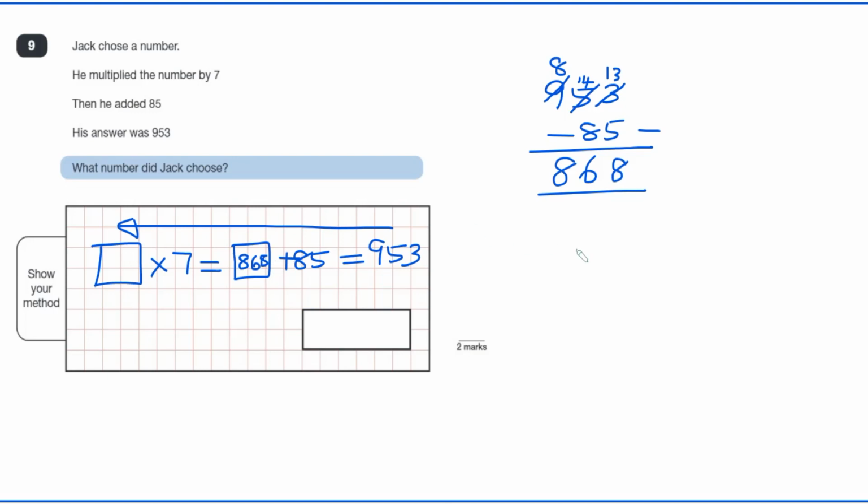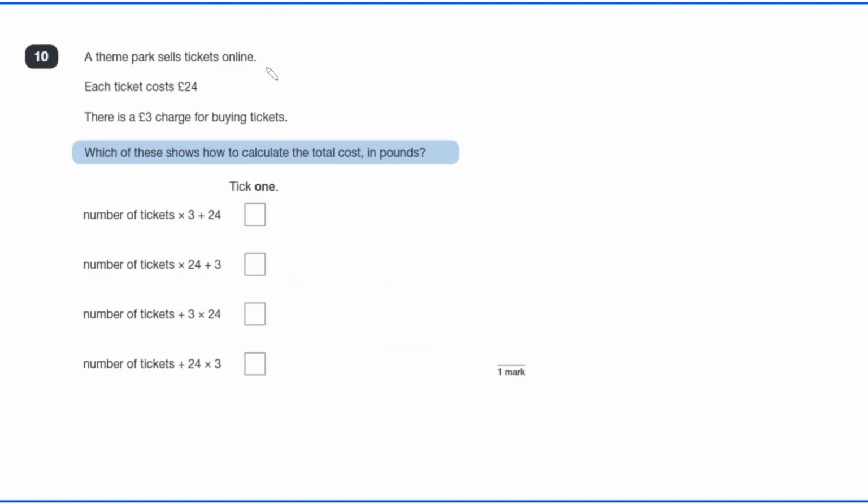Now, when you do the reverse operation, 868 divide by 7. 7 ones are 7, 1 remaining, 16, 7 twos are 14, and 2 remaining, 28. 7 fours are 28, and that is the answer. And the answer is 124, which is the correct answer. Question number 9 done.